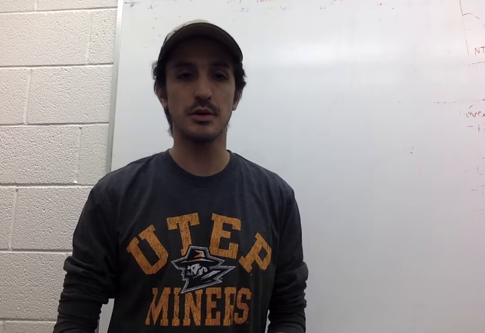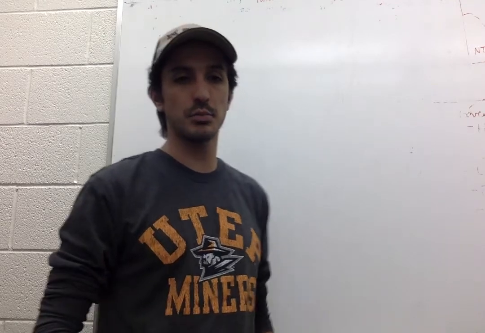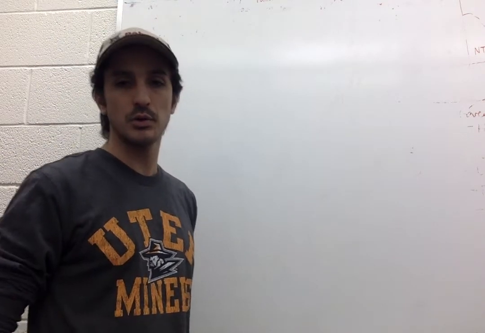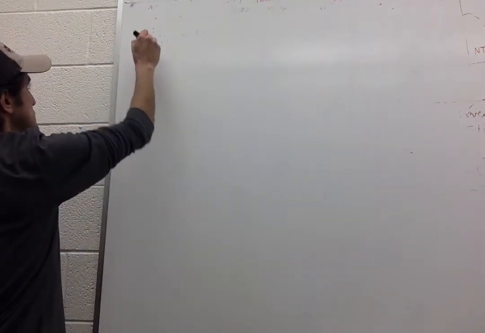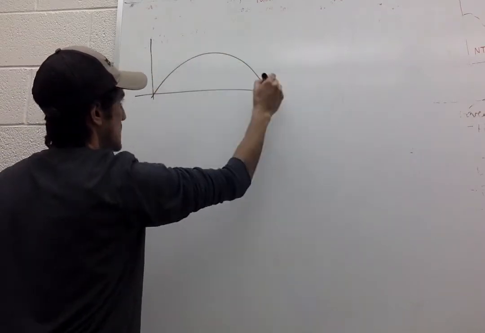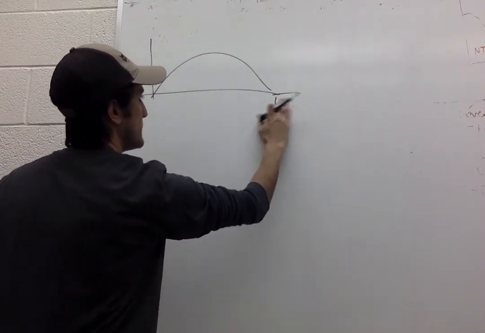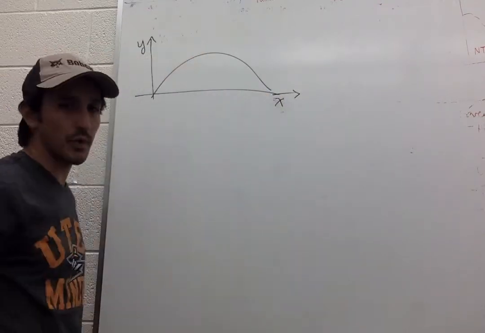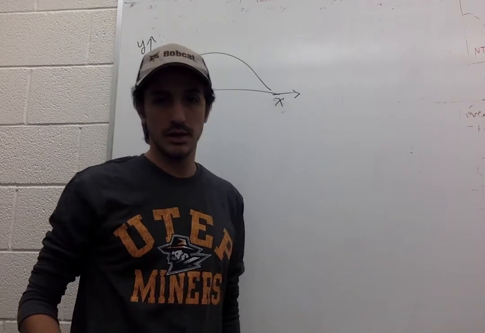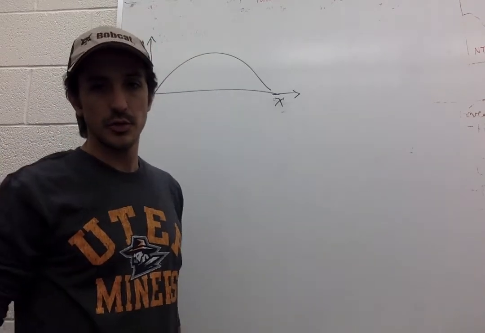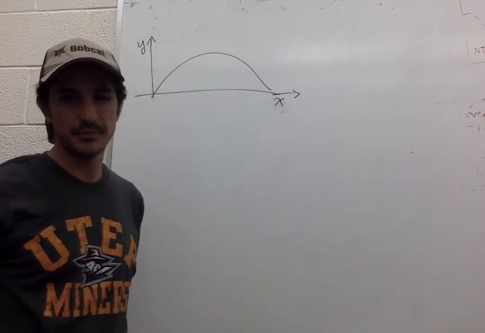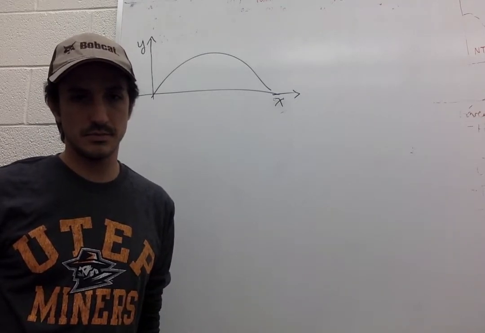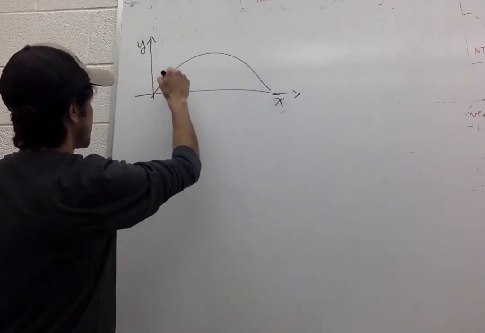So for this problem, Alan Shepard was an astronaut on the Apollo 14. He hit a golf ball with a six iron, and of course he ended up with something that looks like that. So the angle over here is 30 degrees.